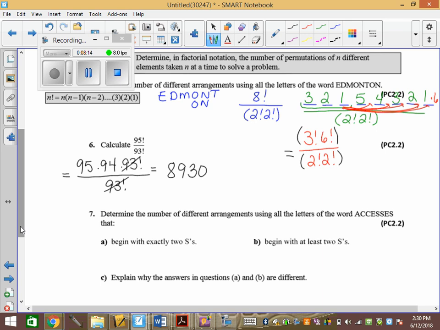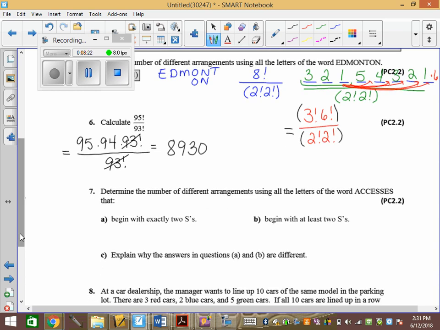Okay. Then this one, a lot of these have come up before. We're just repeating to remind you. It says, determine the number of different arrangements using all the letters in the word ACCESSES. So A, C, C, E, S, S, E, S. Whole bunch of doubling and tripling letters. It has to begin with exactly 2 S's. Before I even do the question, I'm going to put 2 factorial, 2 factorial, 3 factorial in brackets in the bottom, because no matter what I do, I'm going to need that.